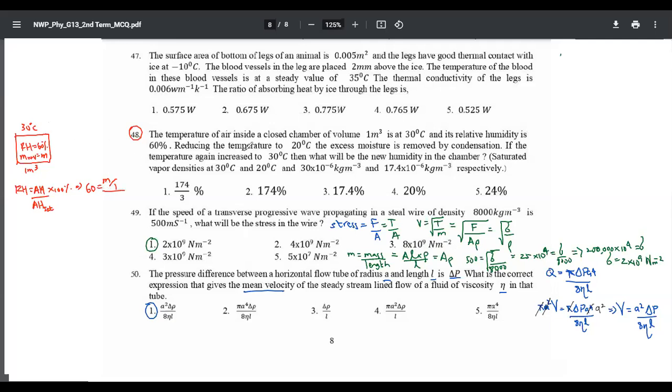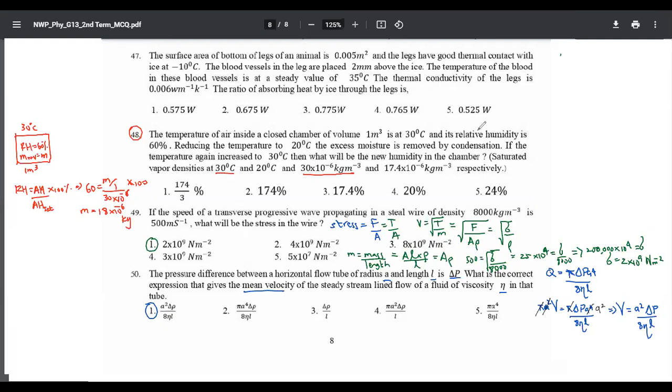Over at 30 degrees Celsius, they have given us the absolute humidity here: 30 into 10 to the power minus 6, into 100 here. If you simplify this, you will get M equal to... See this 100 and 600, if you simplify, this 100 goes to the other side, this becomes 0.6. 0.6 into 30 into 10 to the power minus 6 is actually 18 into 10 to the power minus 6 kilogram. So this is the mass of water vapor we have here.